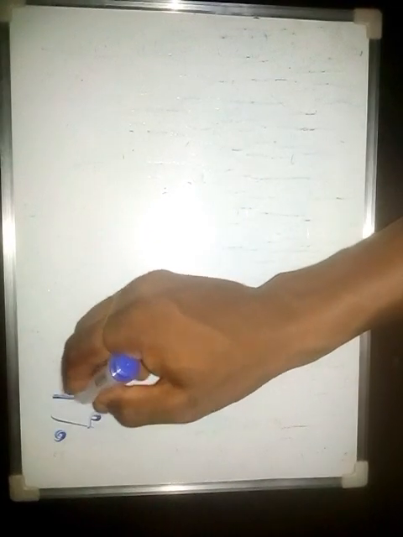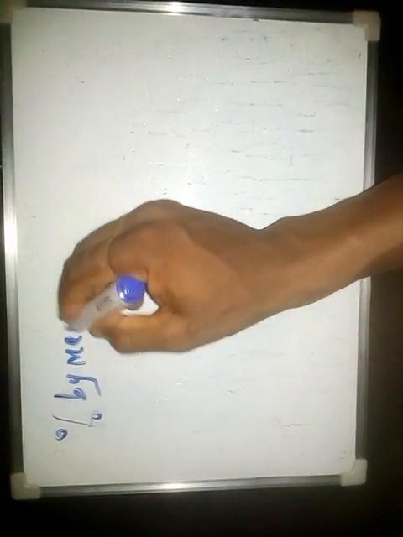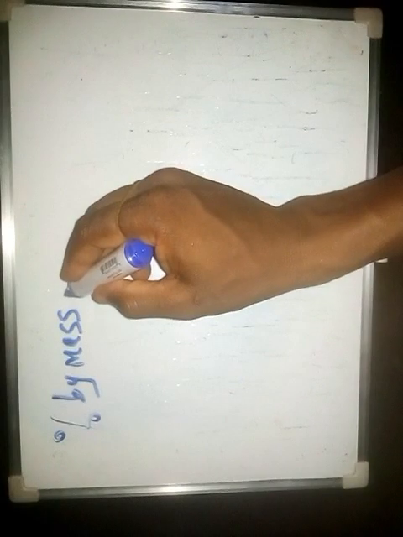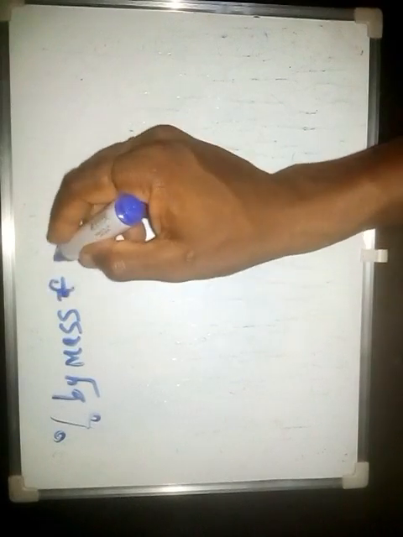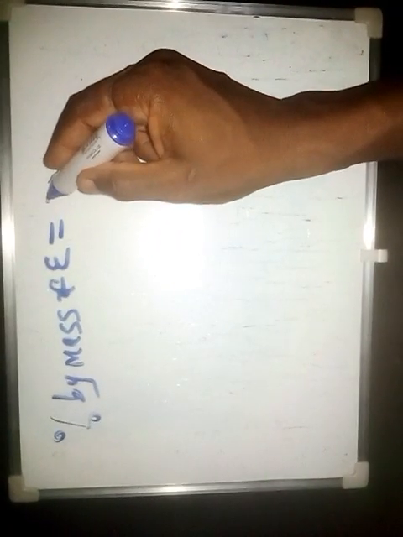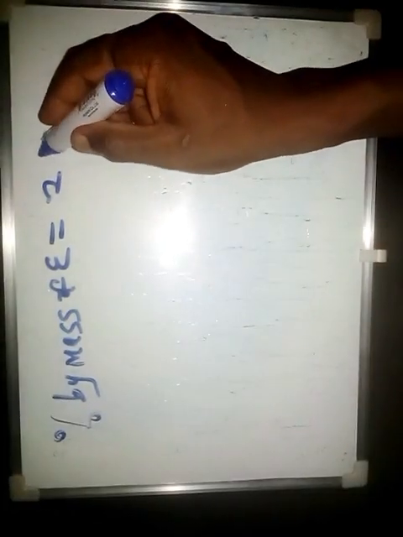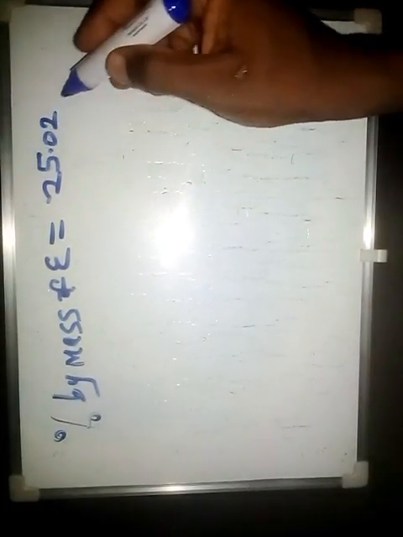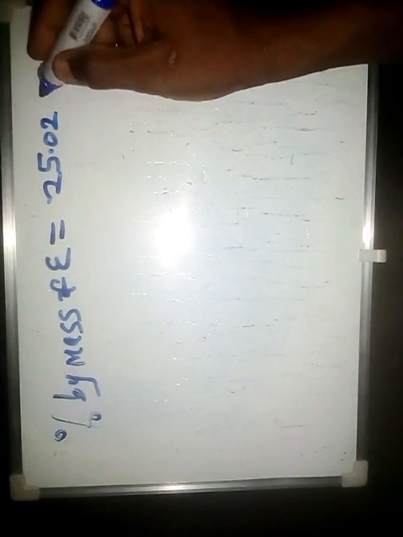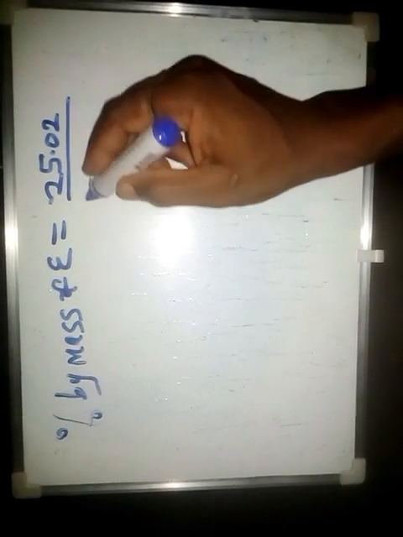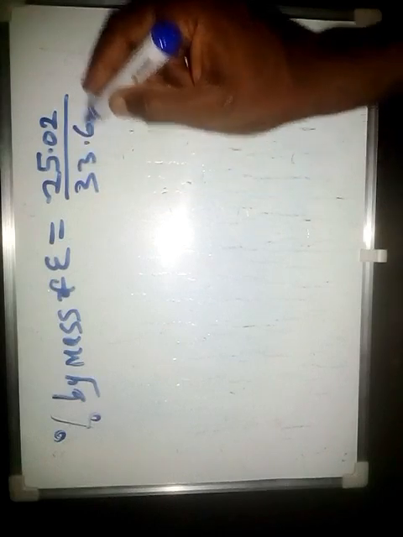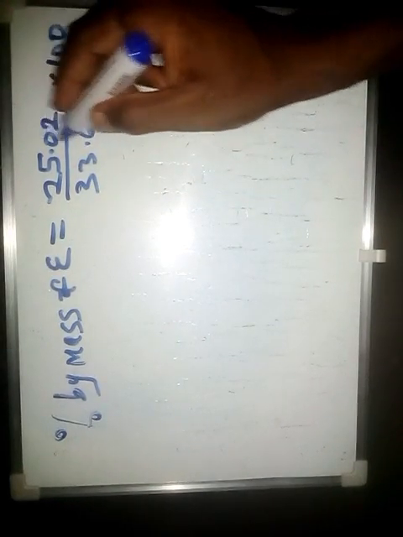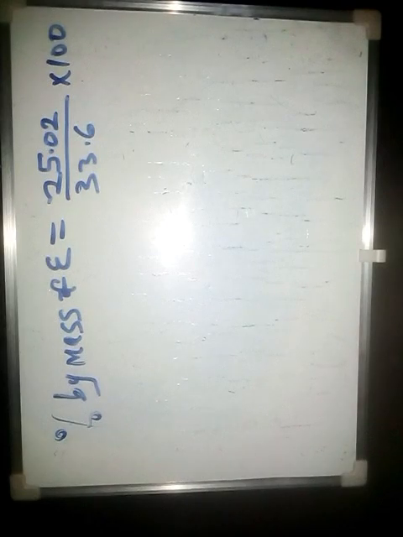So the percentage by mass of E is 25.02 over 33.6 times 100. Remember, these two have the same units, gram per dm cube.